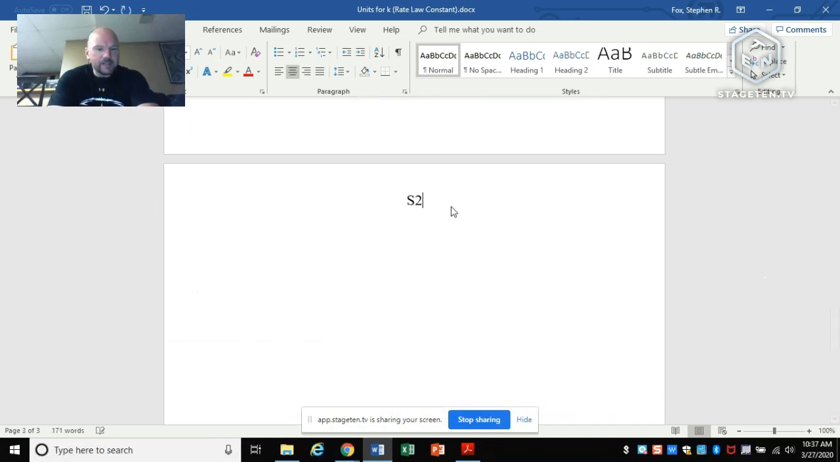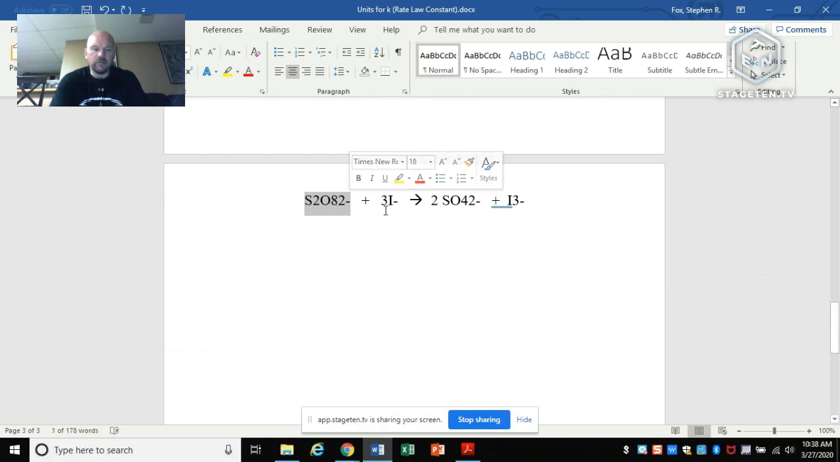Okay, so we got S2O8 2 minus plus 3I minus yields 2SO4 2 minus, 2 sulfates, plus I3 minus. Okay, so here's the deal, right? For every one of these I'm losing 3 of these. So the I minus is going to decrease 3 times. The rate of disappearance for I minus is going to be 3 times faster than the rate of disappearance for this ion, because it's a 1-to-3 ratio in which you lose it.